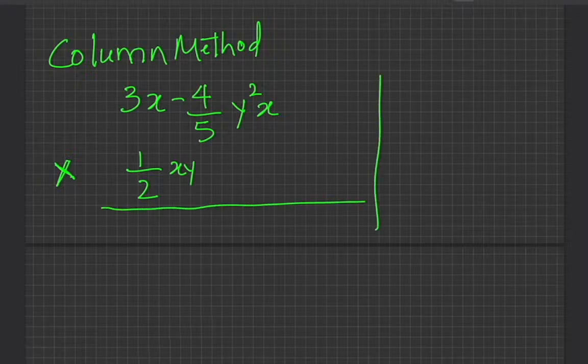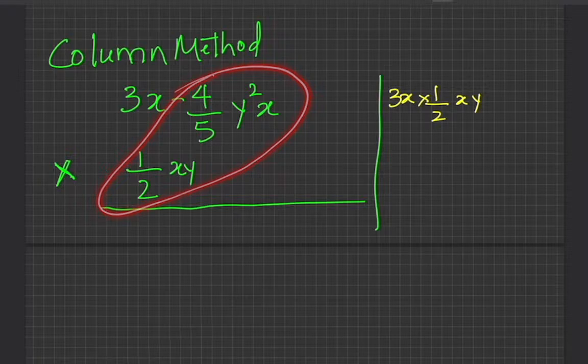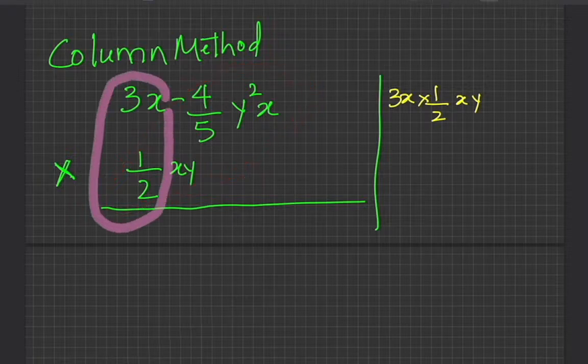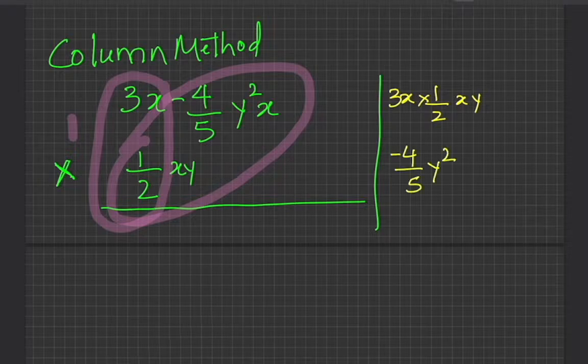The first step is 3x times 1 by 2 xy. So first I do this one, and then I do the second one, which is negative 4 by 5 y squared x times 1 by 2 xy. Let's say this is the first step, and this is your second step.